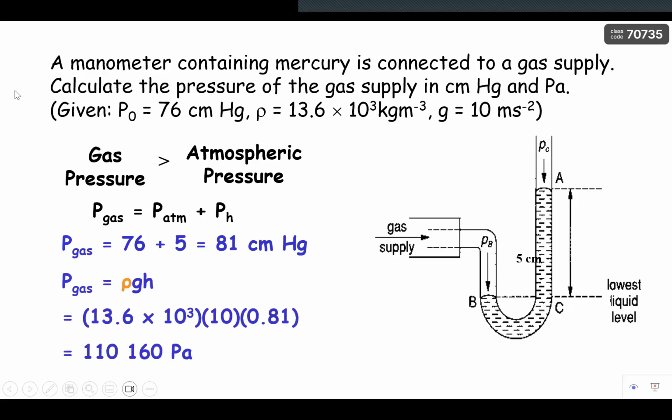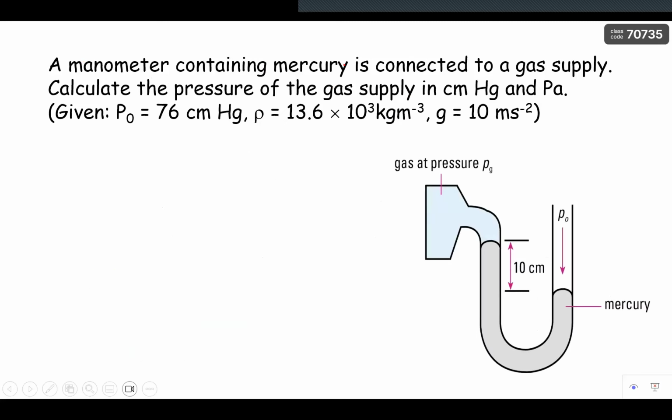Okay, next question. A manometer containing mercury is connected to a gas supply. Calculate the pressure of the gas supply in cm mercury and in Pascal. So I'm again going to look at whether the gas pressure is more or atmospheric pressure is more. In this case, atmospheric pressure is pushing down more. So atmospheric pressure is more than gas pressure. More by how much? More by 10 cm.